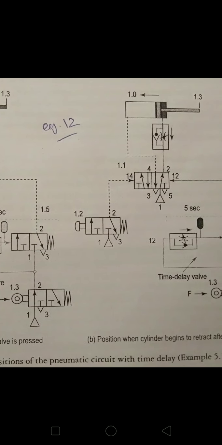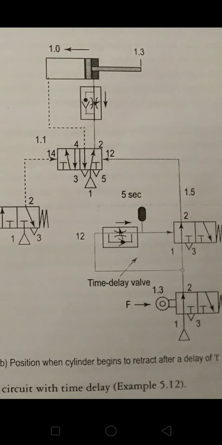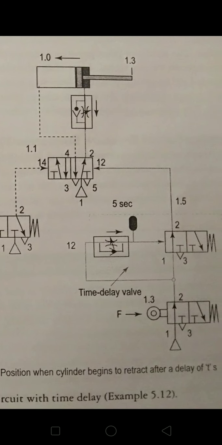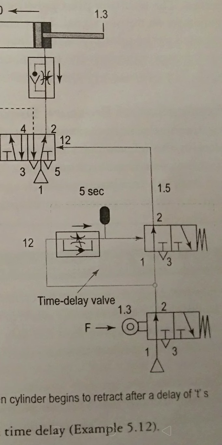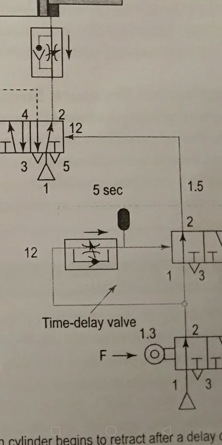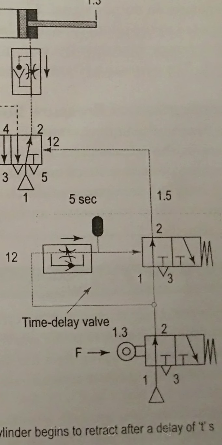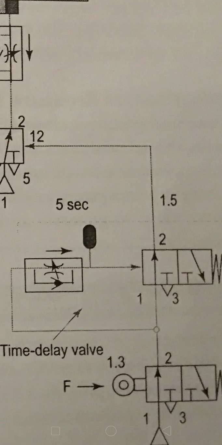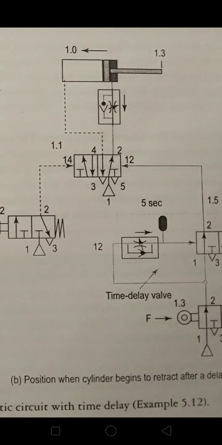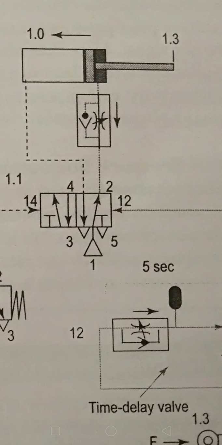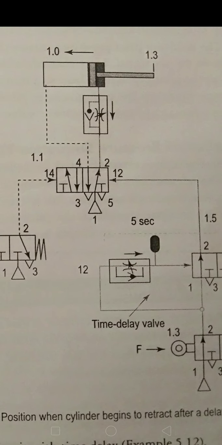Right, this shows the position when the cylinder begins to retract after a delay of 5 seconds. Now it will move towards the left side. So after 5 seconds what will happen? See, 1 will be connected to 12. Now through 12, as the reservoir is now filled with air, it gives the signal. So 1 is connected to 2, 2 is connected to 12, and through the throttle control valve it gives air to the right port of the piston, and the piston will move towards the left.